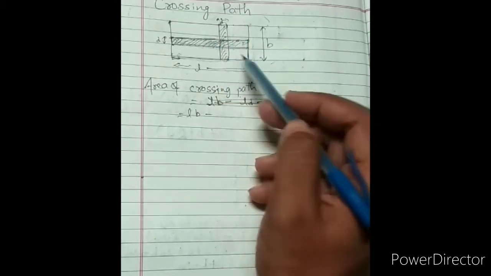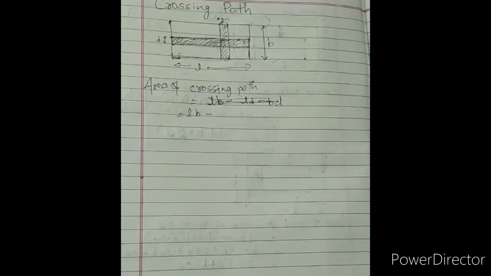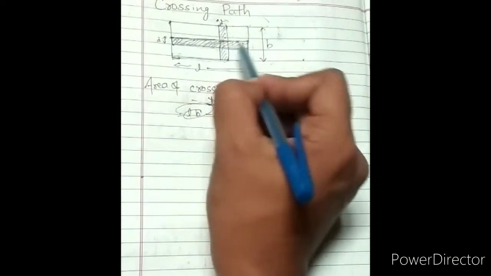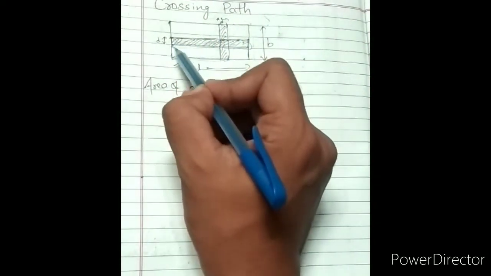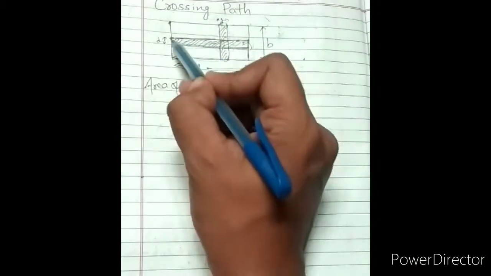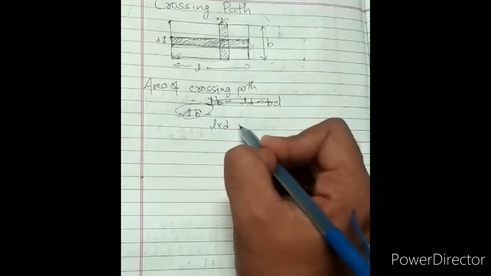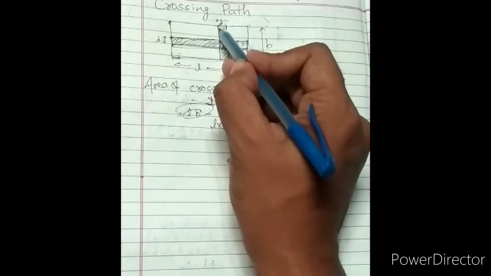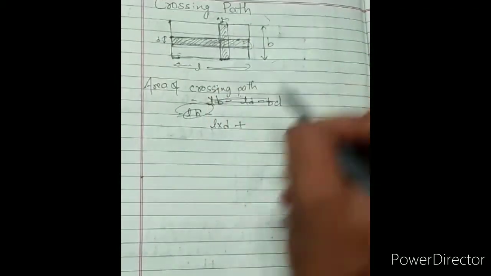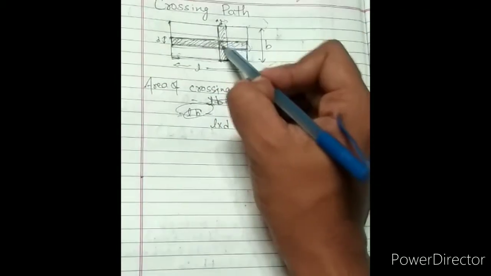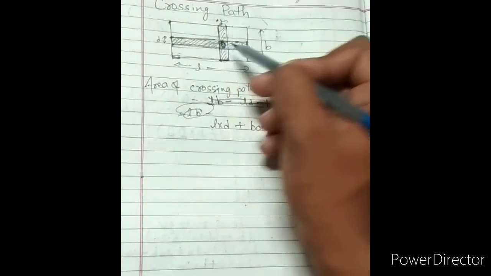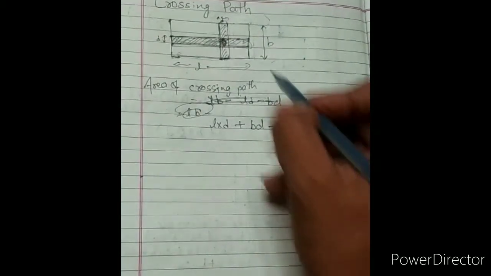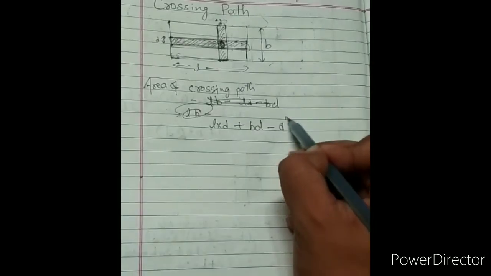these areas, otherwise simply you have to find the area of this path and the area of this path. So what is the area of this path? L, length, this D, so L into D plus, again this is B and this is D, so B into D, but this part is overlapping, so twice it is there, so we have to remove that. So this is also D, this is also D, D square.